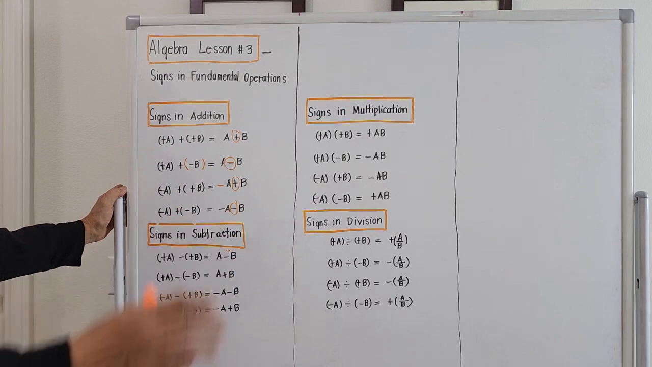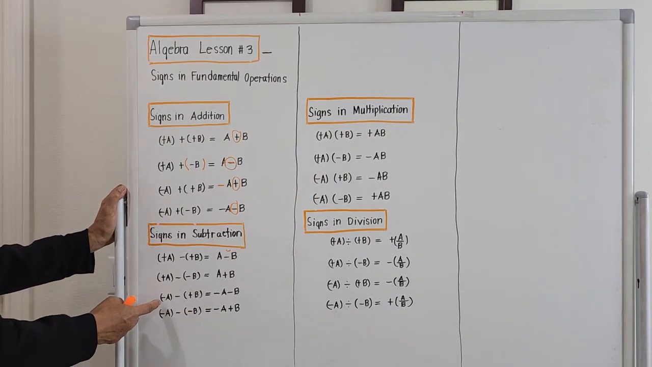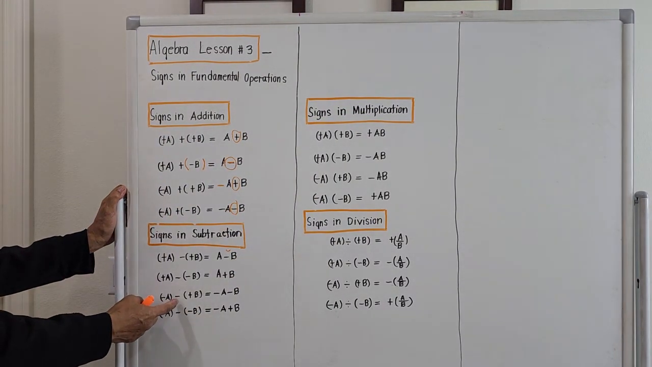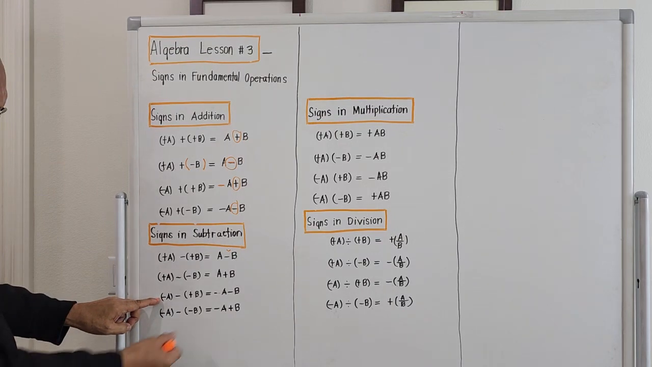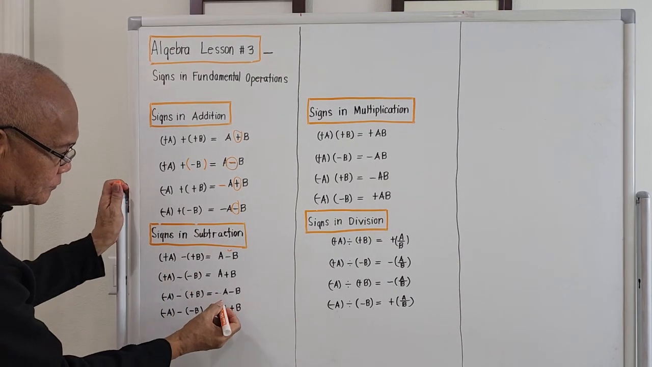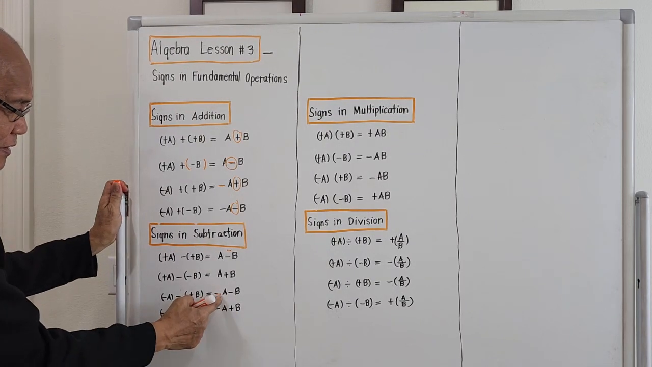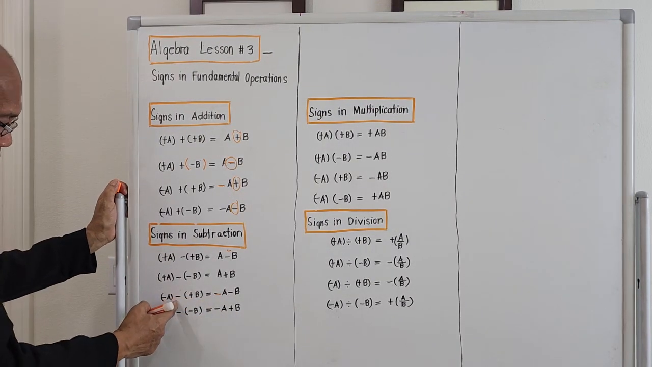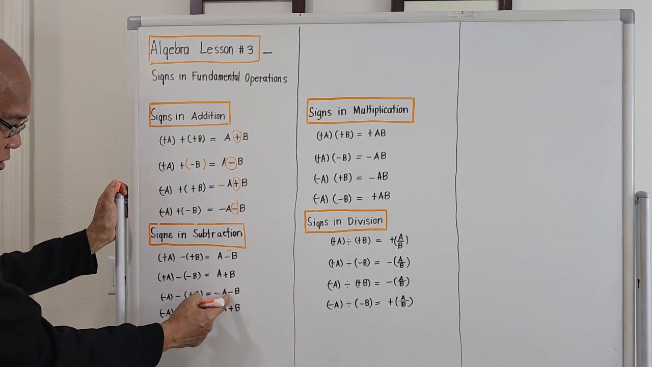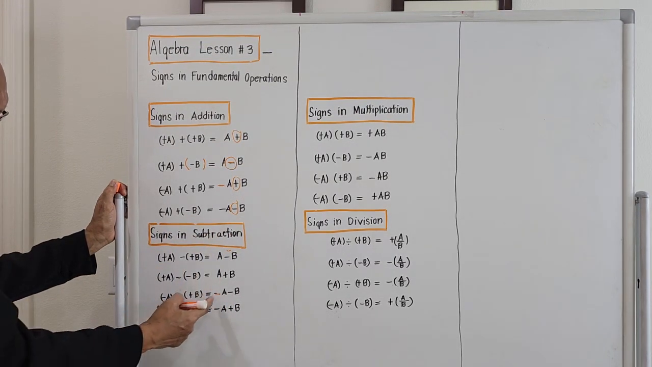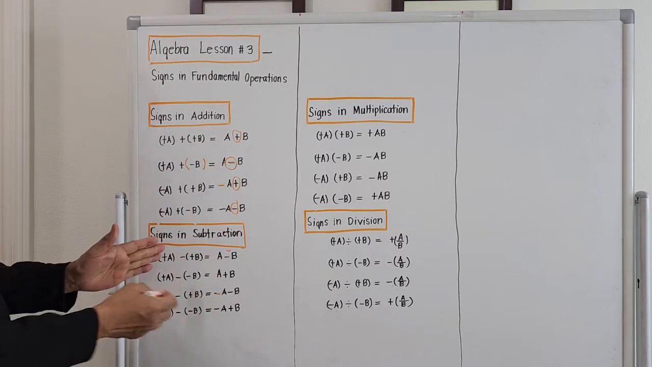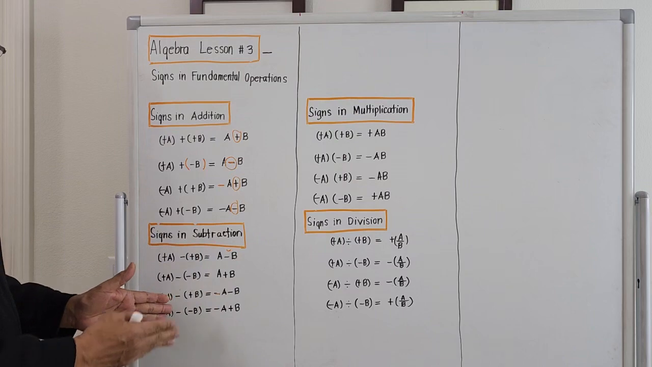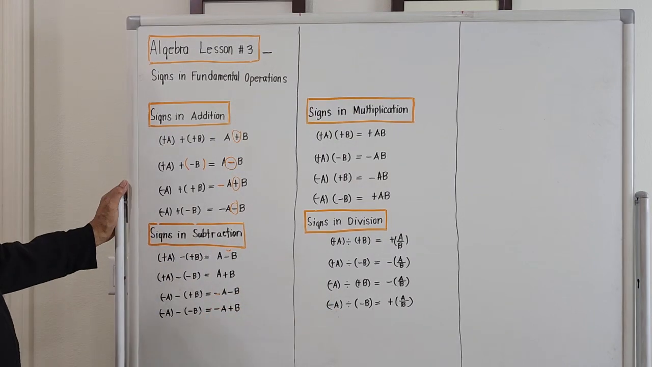Third one. If the first one is negative, and we are subtracting a positive second number, negative A minus the quantity plus B, we will rewrite the first one, so this is minus A. A minus and a plus will be a minus. So for case number 3, it will be minus A minus B. Don't memorize this. Just follow the simplification.